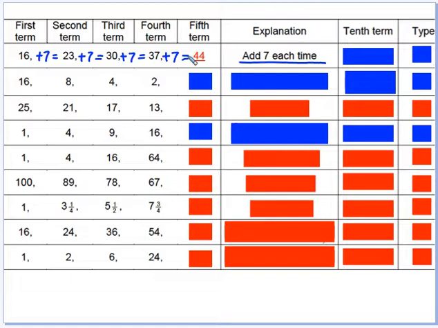So if we keep on adding that, 44 plus 7, and then whatever that term is plus 7, whatever that term is plus 7. Let me see if I can do it in my head real quick. Give me a second. If you want to, while I'm trying to calculate this in my head, go ahead and grab a piece of paper and see if you can figure it out before I can. Let's see.